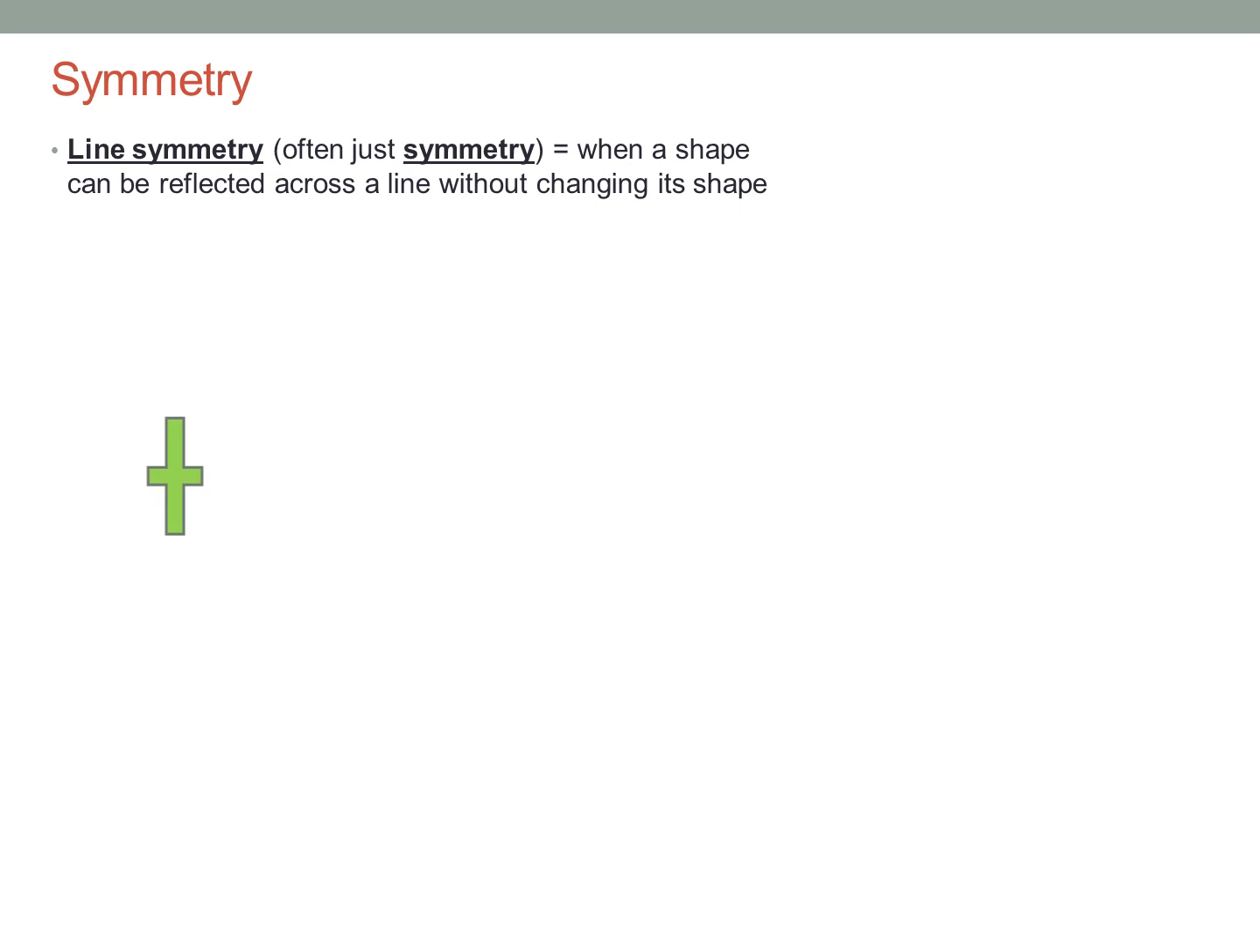For example, this shape has two different lines of symmetry. I can reflect it this way across a vertical line, or this way across a horizontal line. We say it has two lines of symmetry. This arrow has only one line of symmetry, through the centre. This cross actually has four lines of symmetry, through each of the bars of the cross, but you can also reflect it through a horizontal or vertical line as well.